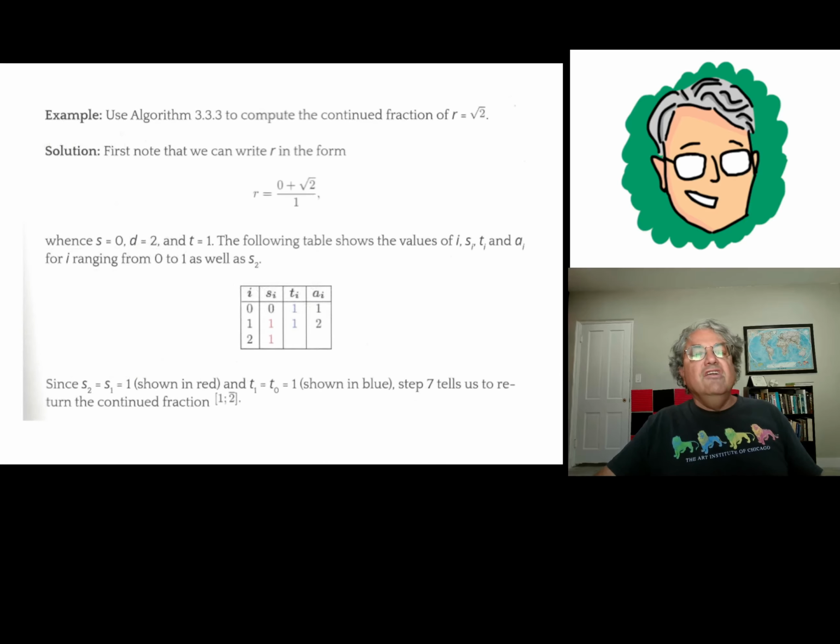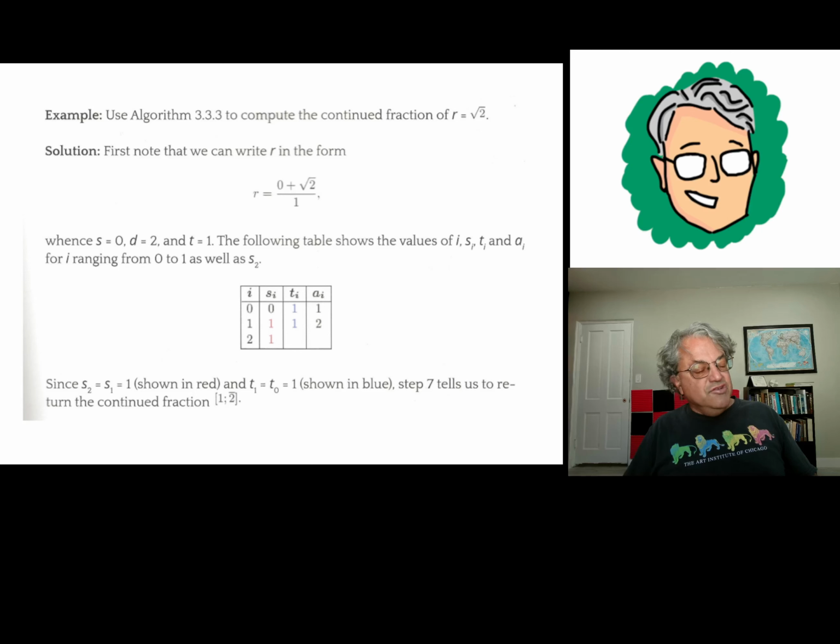So here's our first example. Now we want to calculate the continued fraction of the square root of 2. I showed you what it was yesterday. It has a very simple continued fraction with a period of 1. But let's see why we get that. So if we write it as 0 plus square root of 2 all over 1, then s is equal to 0, d is 2 because that's the thing inside the square root, and t is the denominator, which is 1. Now we apply the algorithm.